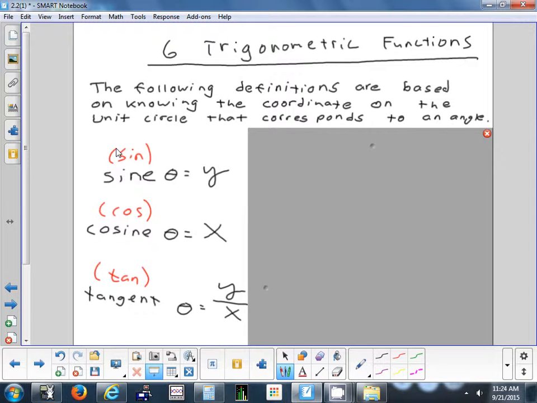And for sine, once you know your x and your y, you don't even need the x. All you need is the y. For cosine, you need the x. Whatever the x value is, that's the cosine. And the tangent, you need both. y divided by x.